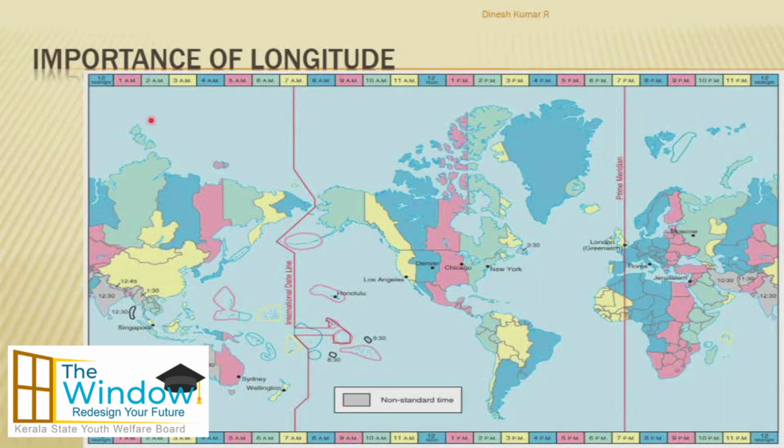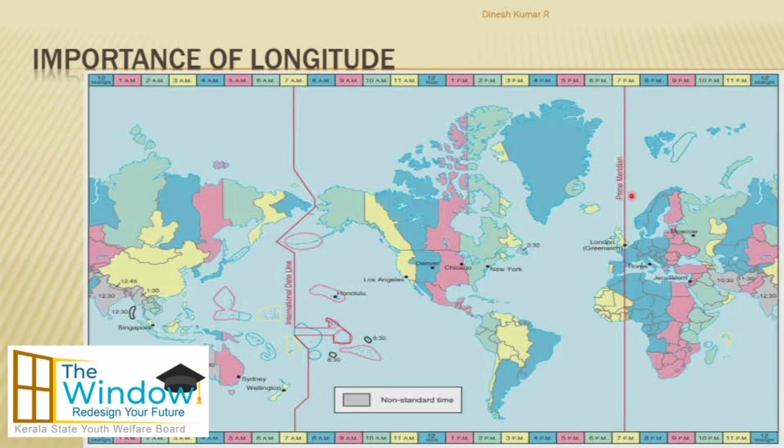Okay, now on this slide, these are various lines. Can you see, this one is my prime meridian. Now what is the prime meridian? The prime meridian is a reference line. When we considered latitude, we considered the equator as the reference line. Now when I consider longitude, we consider the prime meridian as the reference line.